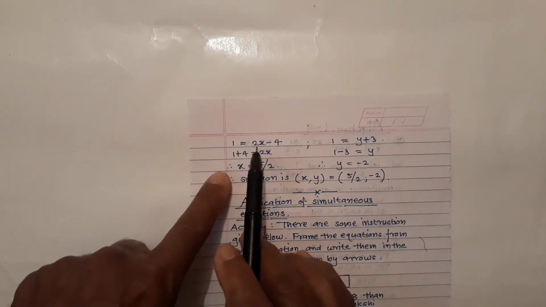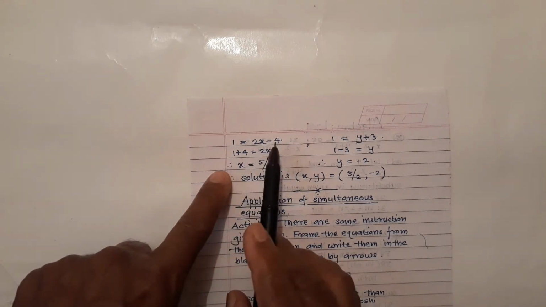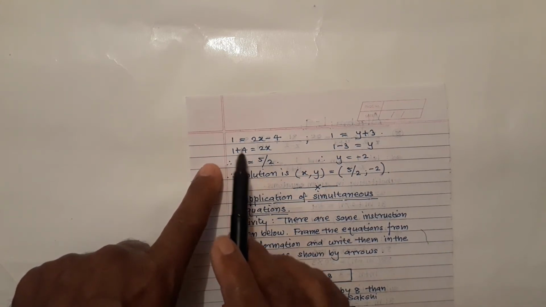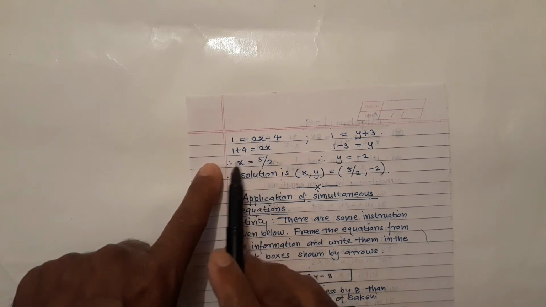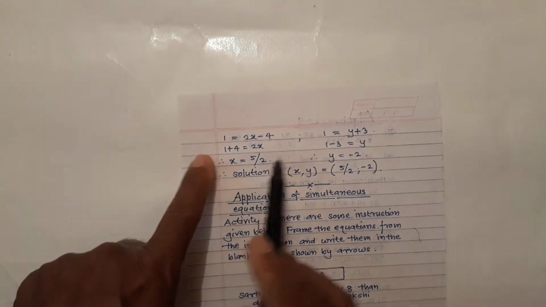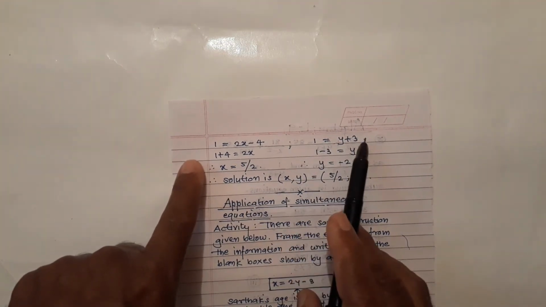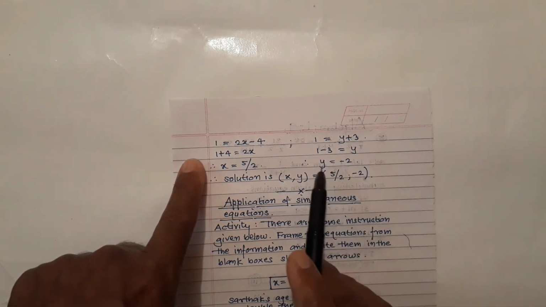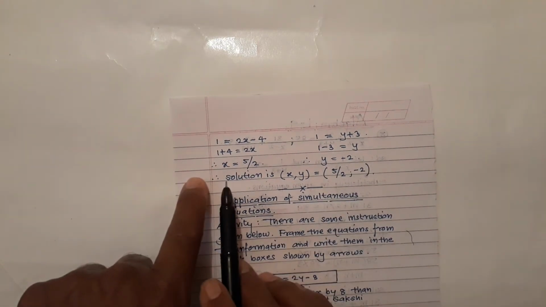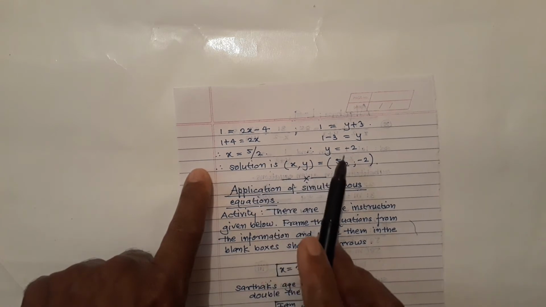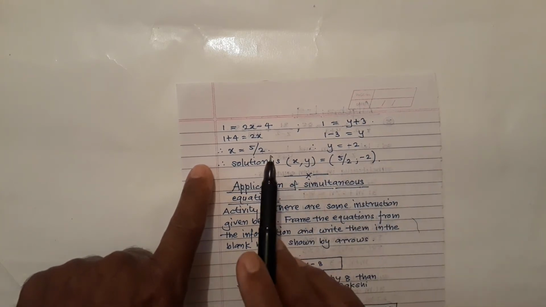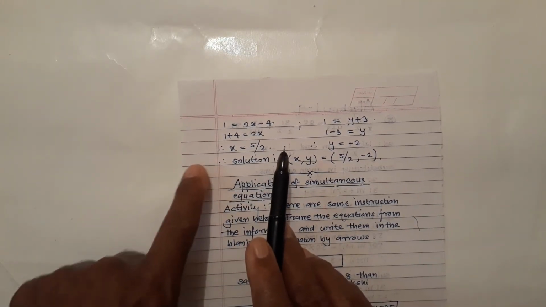And then you further simplify. So 1 is equal to 2x minus 4, 1 plus 4 is equal to 2x, and therefore x is equal to 5 upon 2. Here 1 is equal to y plus 3, so you transfer 3 to this side, 1 minus 3 is equal to y, and therefore y is equal to minus 2. Hence the solution is x comma y is equal to 5 upon 2 comma minus 2. Okay, so this question is very important, remember.